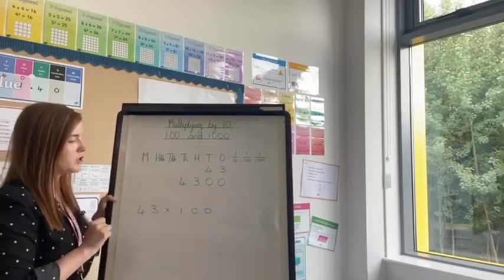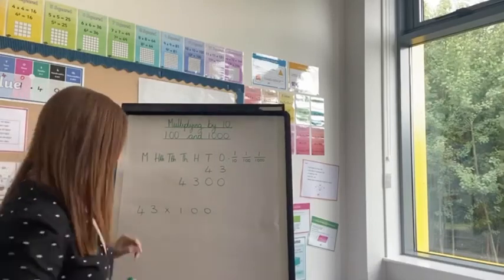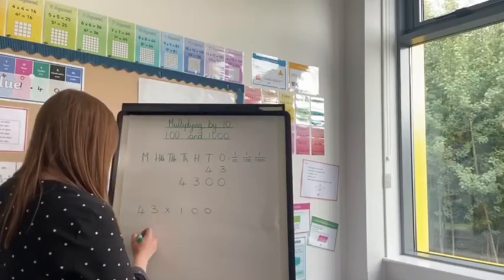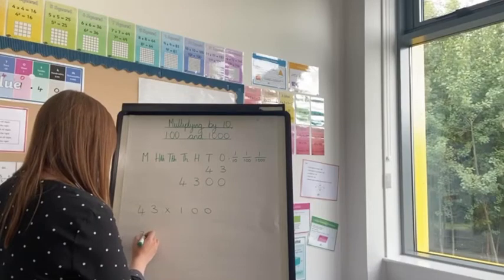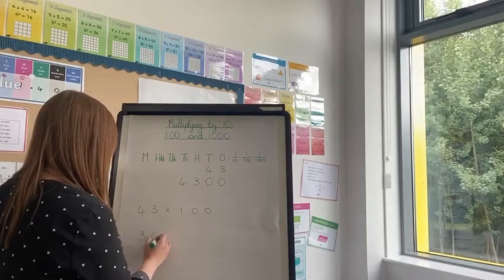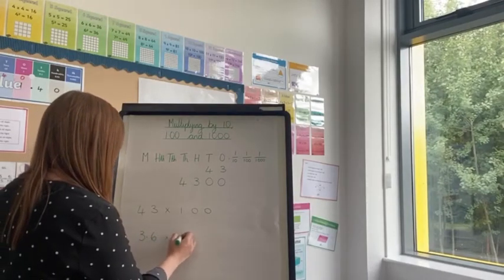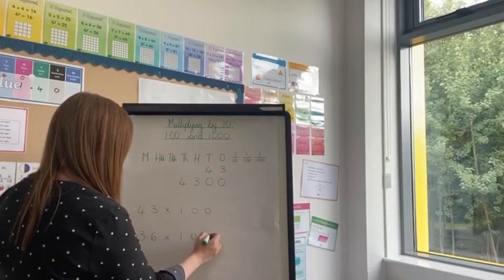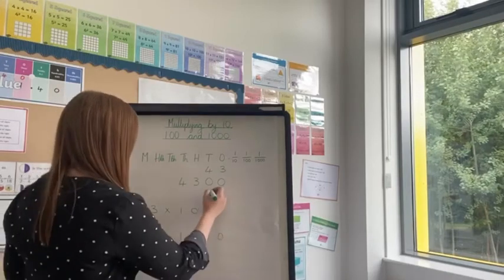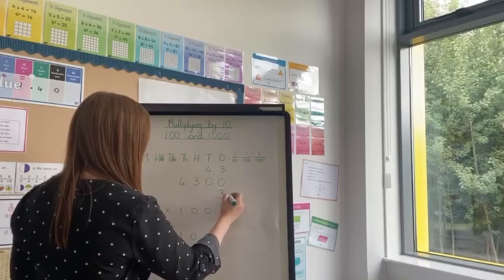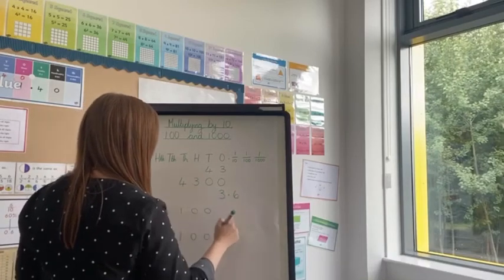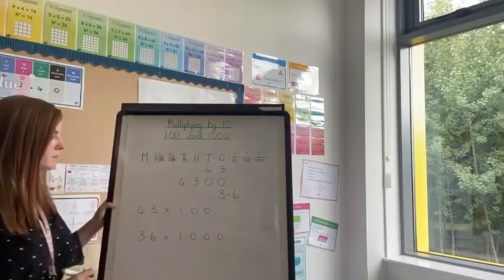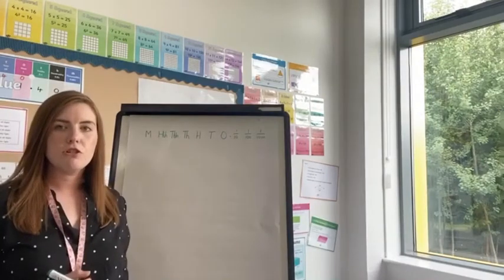Let's have a look at a trickier question. 3.6 times 1,000. I put my 3 in my ones column and my 6 in my tenths column.